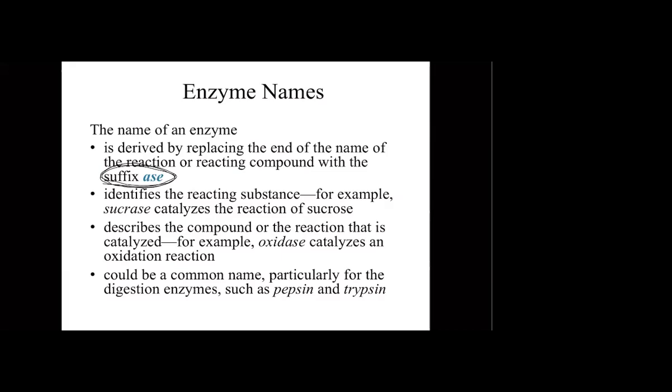Sometimes the name of the enzyme even identifies the substrate that it has. So for example, sucrase, which is the enzyme that takes sucrose and breaks it down to glucose and fructose, has the name of its substrate. Other names are going to just tell us what type of reaction the enzyme actually does. And as you can see, if an enzyme is named as an oxidase, then it catalyzes an oxidation reaction.